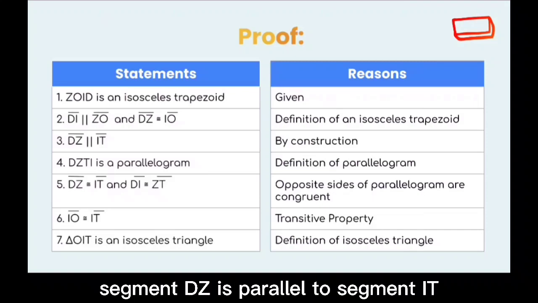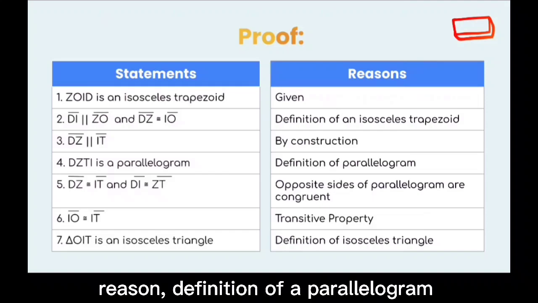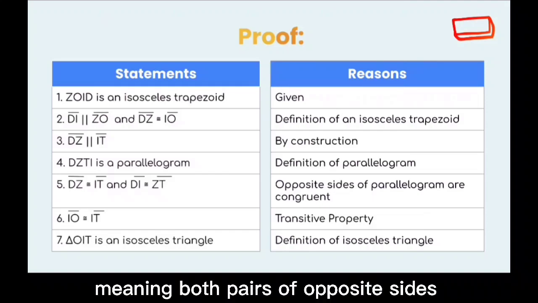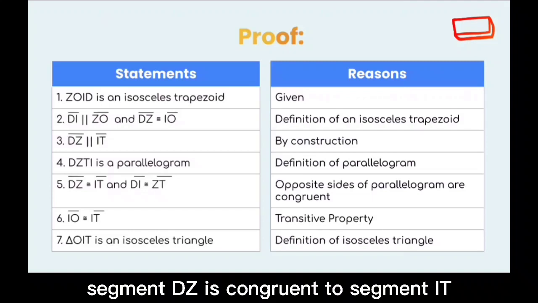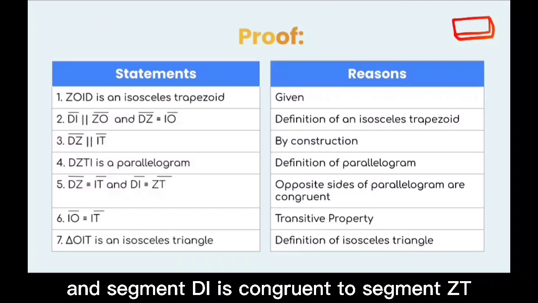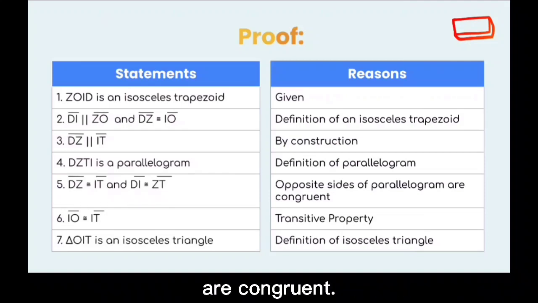Third statement, segment DZ is parallel to segment IT. Reason: by construction. Fourth statement, DZTI is a parallelogram. Reason: definition of a parallelogram, meaning both pairs of opposite sides are parallel to each other. Fifth statement, segment DZ is congruent to segment IT and segment DI is congruent to segment ZT. Reason: opposite sides of a parallelogram are congruent.